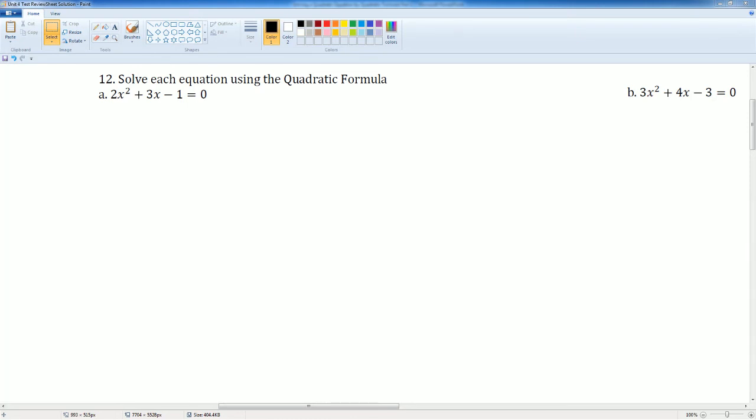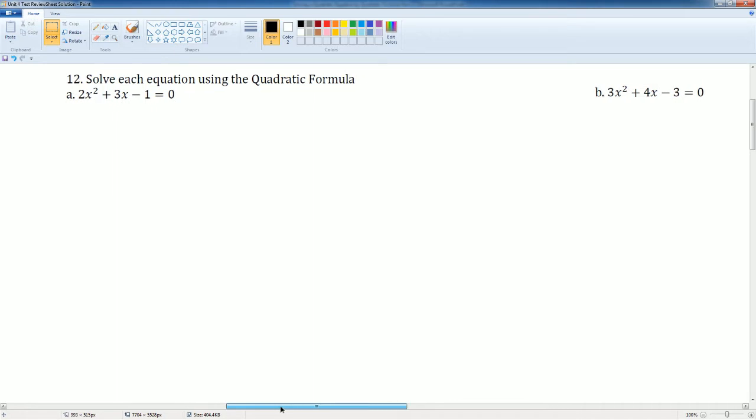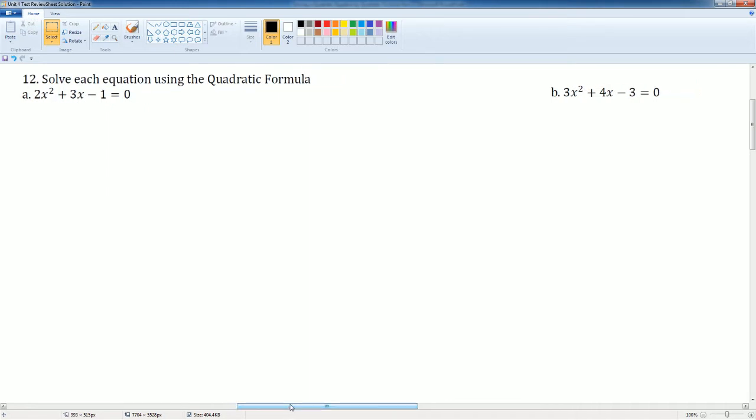This is covering Unit 4's test review sheet solution. Here I will be doing number 12, which is A and B. It says for us to solve each equation using the quadratic formula. You cannot use graphing or any other methods. It's not going to work out neatly, so you have to use the quadratic formula.